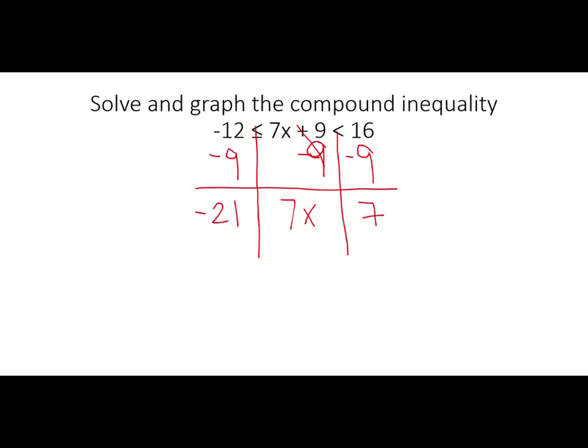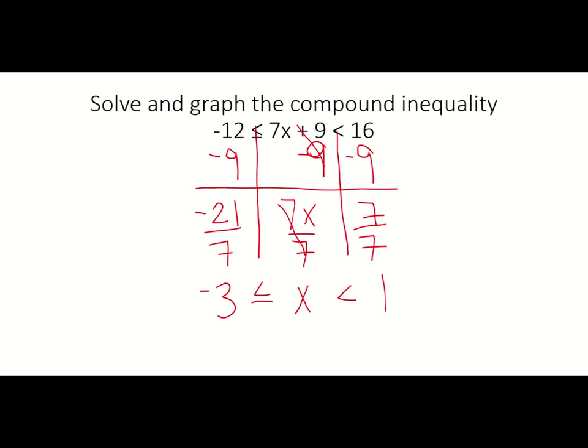At this point, the next thing that we're going to want to do is get 7 gone with the x, so we need to divide by 7. So negative 21 divided by 7 is negative 3. In the middle we have x, and 7 divided by 7 is 1. We do not divide by a negative 7, so we're just going to drop down the inequality symbols. So we have negative 3 is less than or equal to x, which is less than 1.